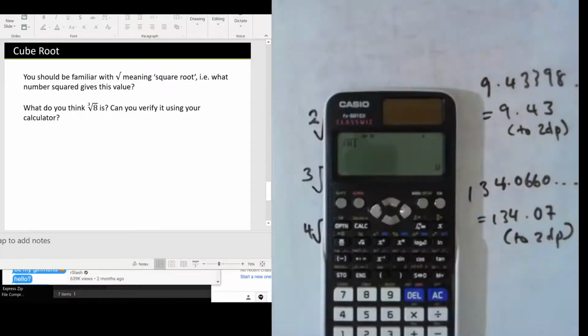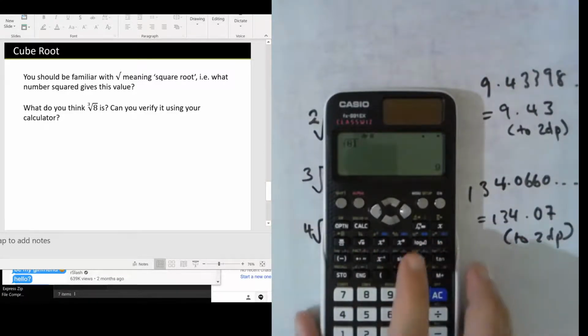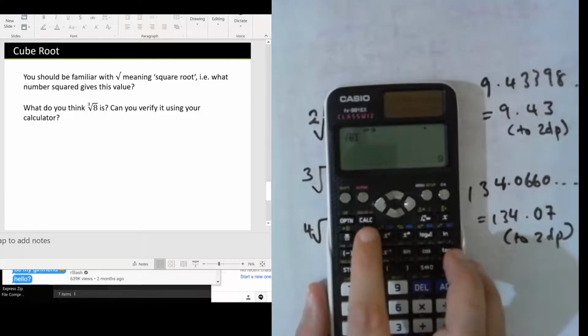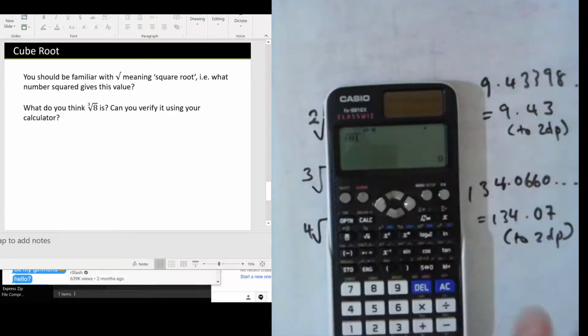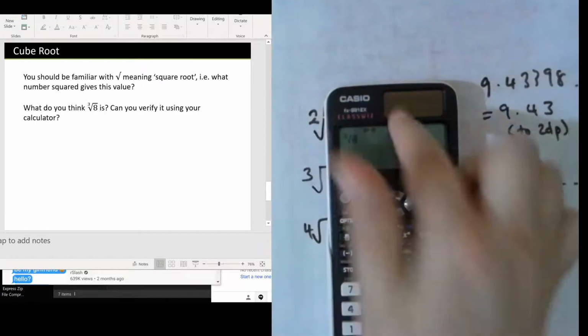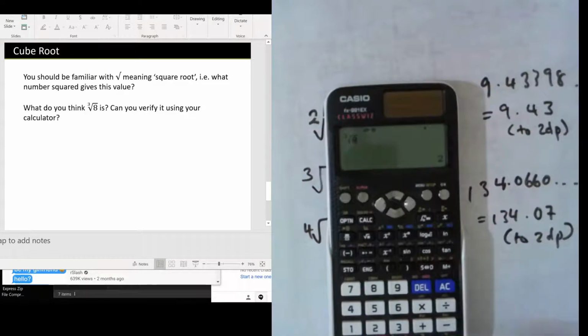So a lot of you should have this one. How much detail you have will depend on the calculator. So there's this one, which is your square root. Always remember that it is automatically a 2 in there. Or alternatively, you should have cube root. So I can do cube root of 8, and then it'll give me 2.